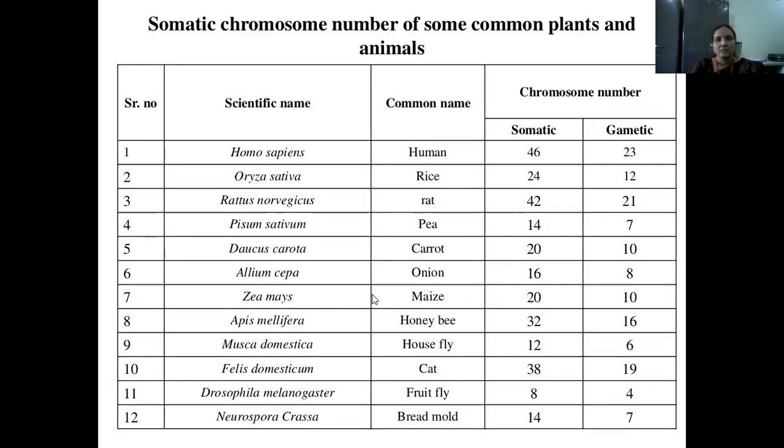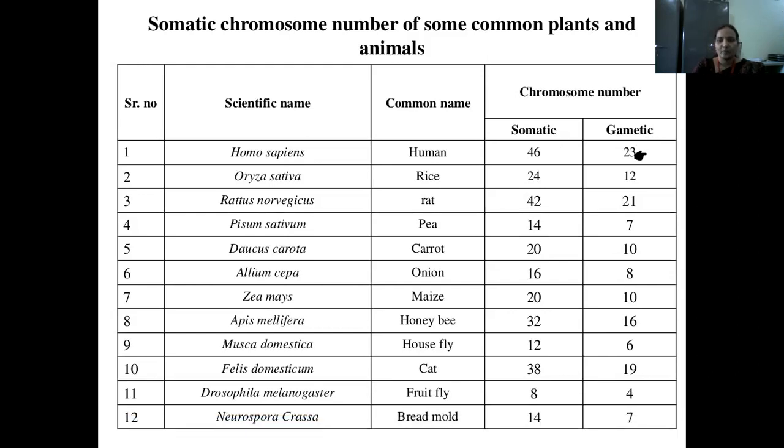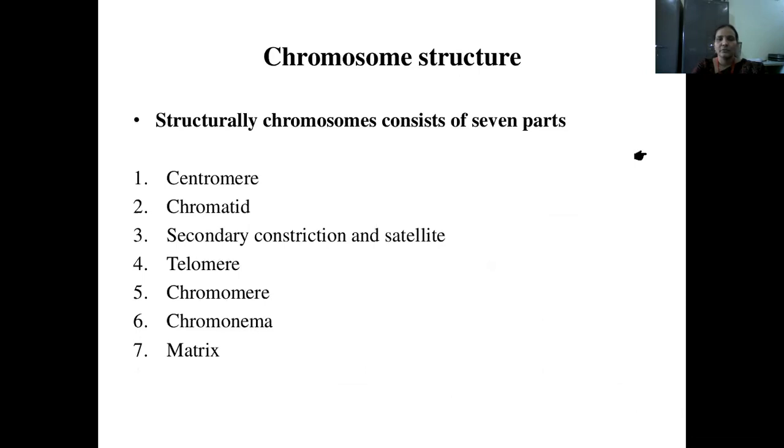So this is a chart showing the scientific name of animals and their common name and their somatic and gametic chromosome number. So you know well about the Homo sapiens. Homo sapiens means human. We are having 46 somatic chromosomes which are diploid, and gametic cell are 23, means haploid. Now we will see the organized structure of chromosome.